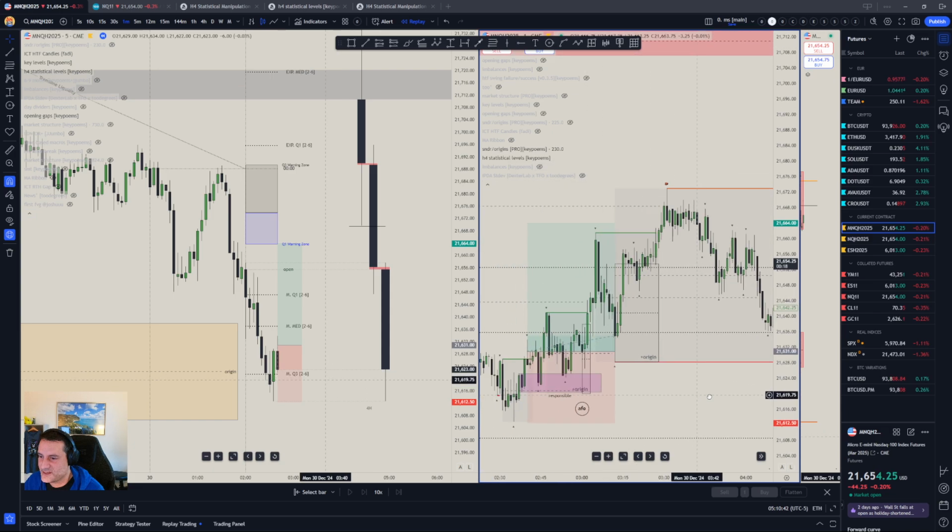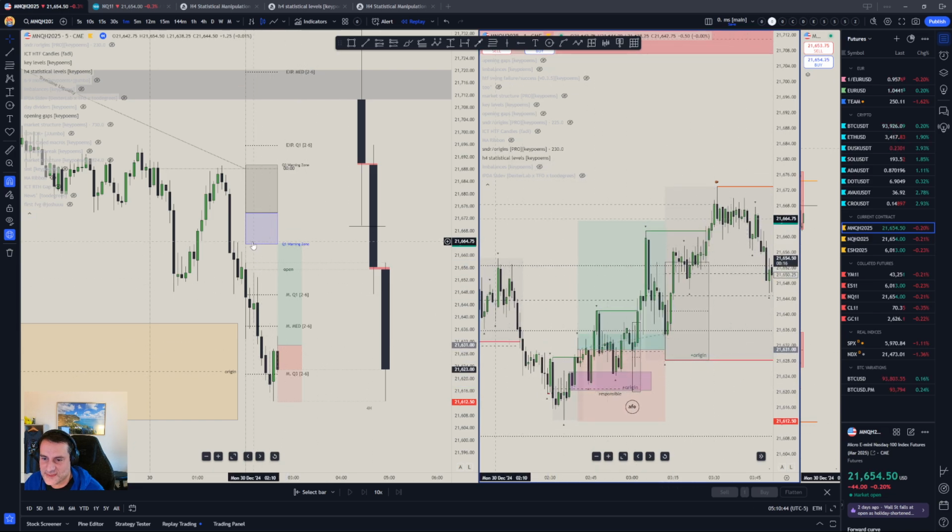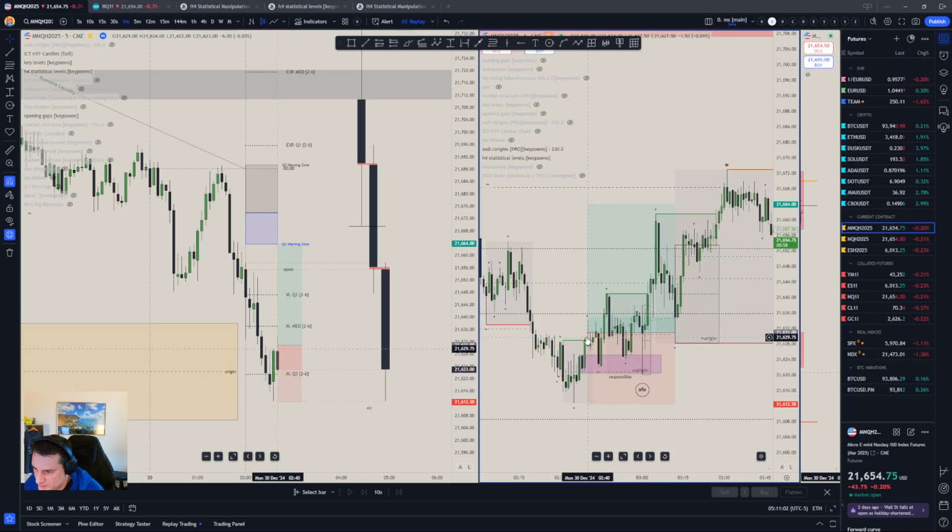Yeah, so I set my target to basically the manipulation level if my bias was opposite, right? So these warning bands that I explained in the previous video, that's what I was using as target this morning. So we closed above it.